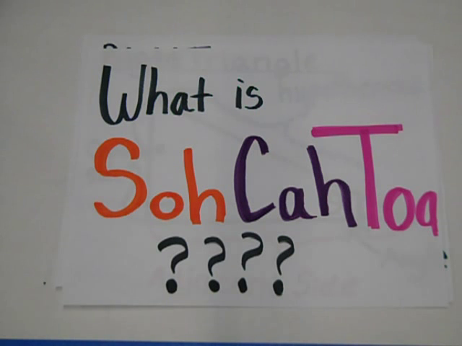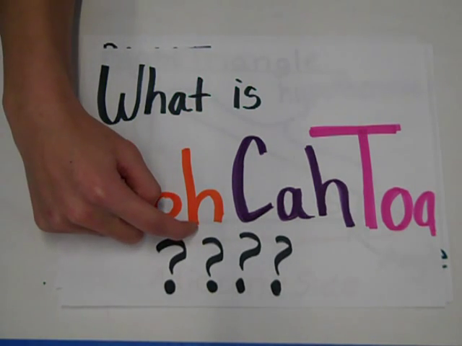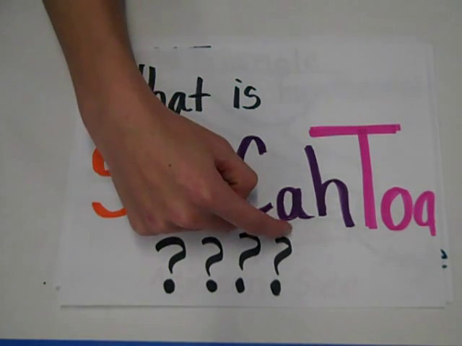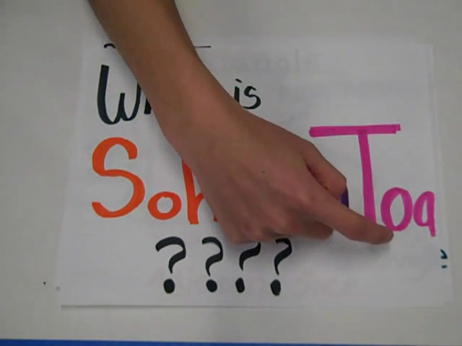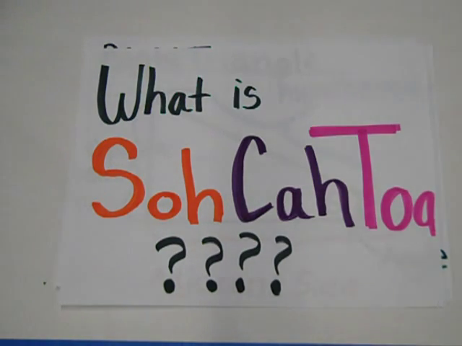Now, let's start by asking ourselves, what is SOHCAHTOA? SOHCAHTOA stands for sine is equal to opposite over hypotenuse, cosine equals adjacent over hypotenuse, and tangent is equal to opposite over adjacent. We will now demonstrate some examples. Make sure you keep your calculator in degree mode.